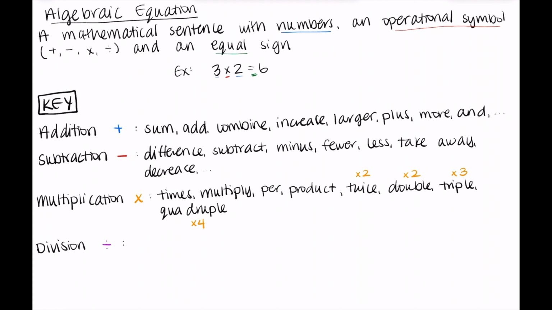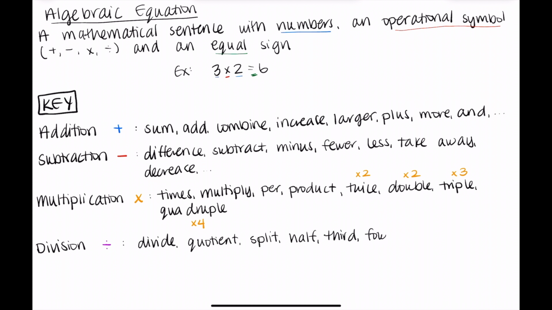Now we'll move on to our division terms. Some key terms for division are divide, quotient, split, half, third, and fourth. And again, these last three mean the same thing every time. To half something means to divide it by 2. To split something into thirds means to divide it by 3. And for fourths, it would be dividing it into 4 sections.